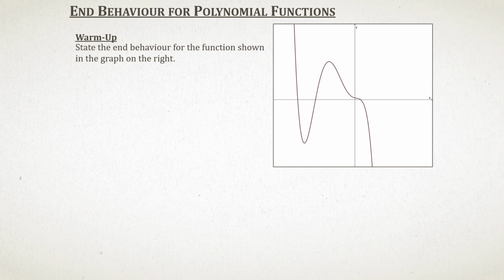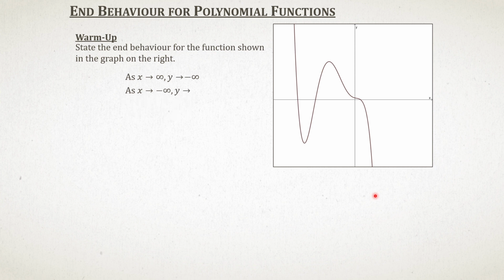So how do we do that? Well, we need to state two things. First, we need to look at what happens to the y values as x approaches infinity. Now, as x approaches infinity, that means that we're moving to the far right on our graph here. And as we move to the far right, what's happening to our y values? Well, they're becoming bigger and bigger negative values. They're becoming more and more negative, so we could say that y is approaching negative infinity.